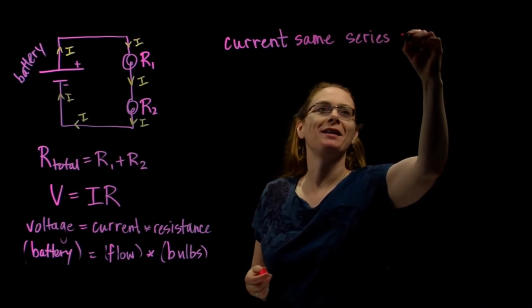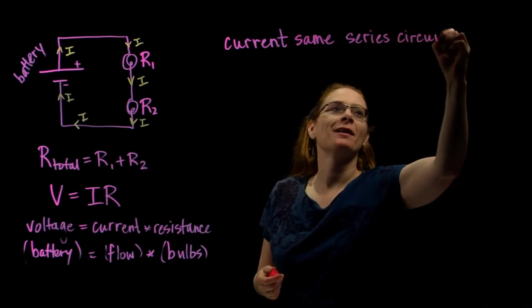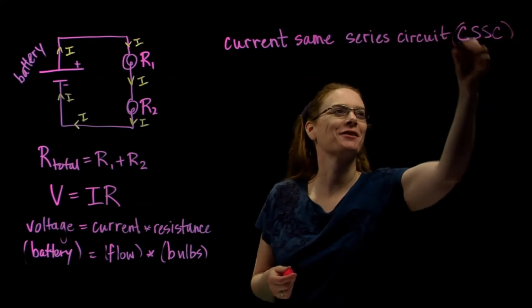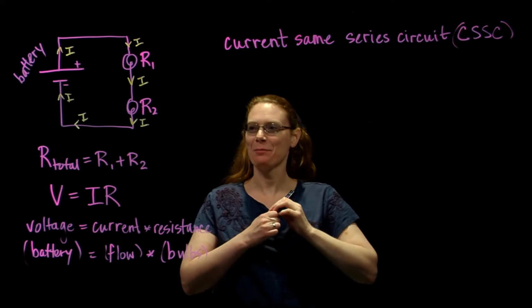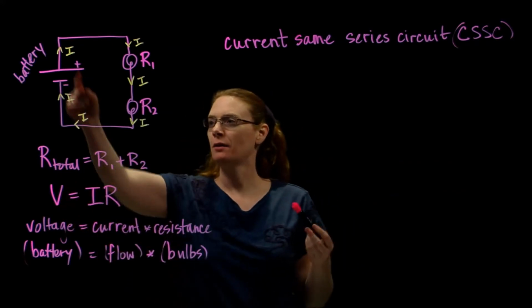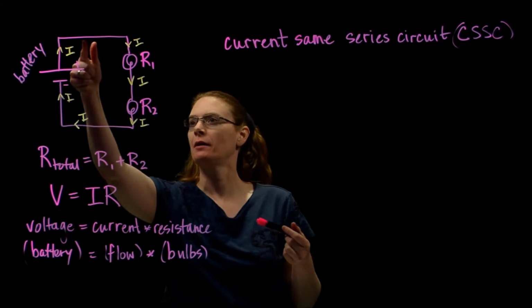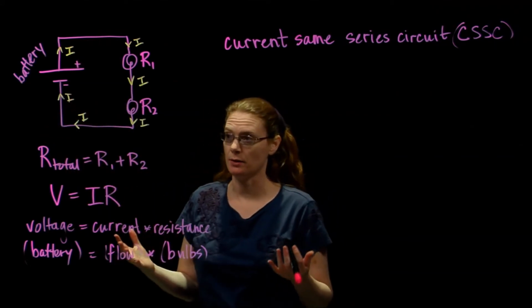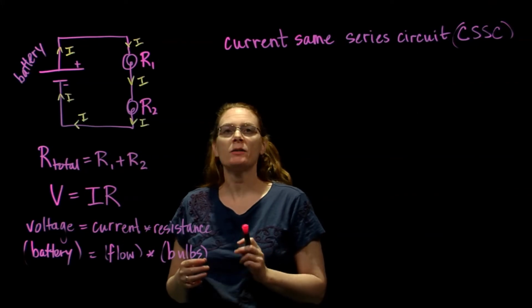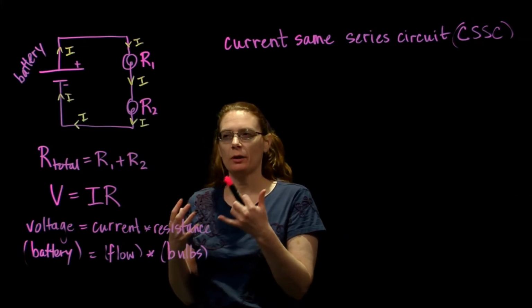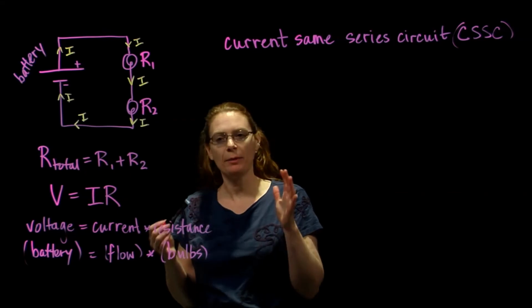And one easy way to remember this is the current is the same in a series circuit. So CSSC. Those are all the same letters. Current's the same in a series circuit because where else could the current go? If I have 50 electrons moving per second here, there's 50 here, there's 50 here, there's 50 here. No place for the electrons to go. So that's the rule about current. And that one should be fairly straightforward for people. Most people, that makes sense.